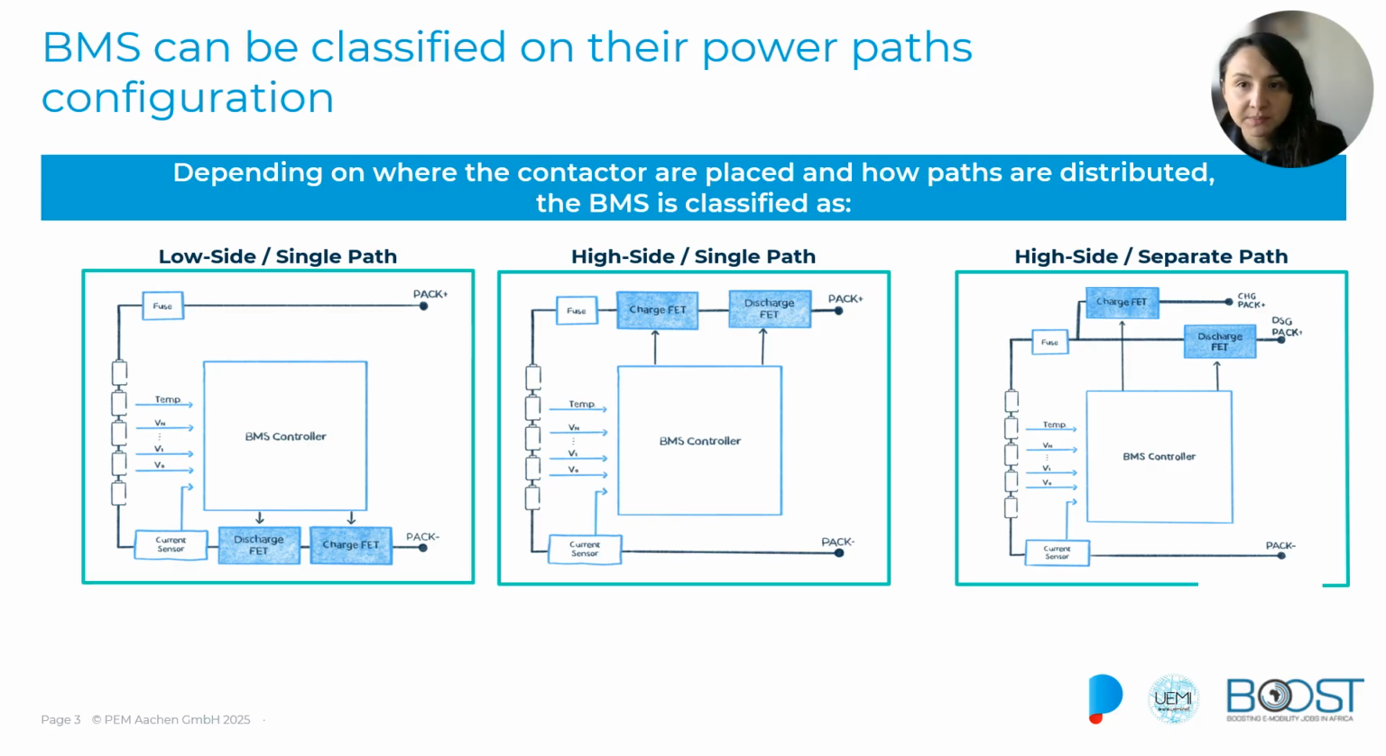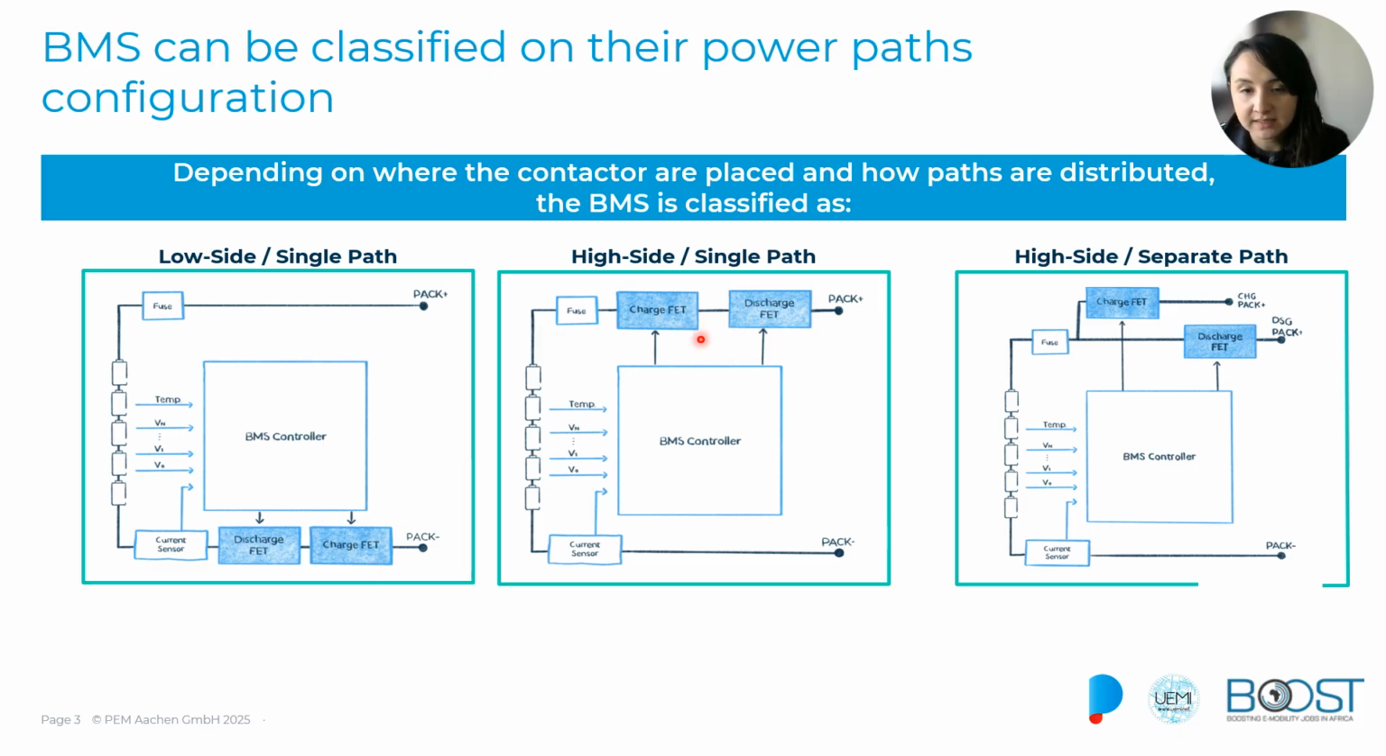The configuration of the battery management system power paths will determine how the energy is being transferred from the battery to the loads and how this energy is going to be routed alongside the circuit. The power path configurations are primarily categorized based on the contactors and where these contactors are placed. For instance, we can have contactors in the low side, meaning in the negative terminal of the battery, or on the ground, or in the high side, meaning in the positive terminal of the battery.